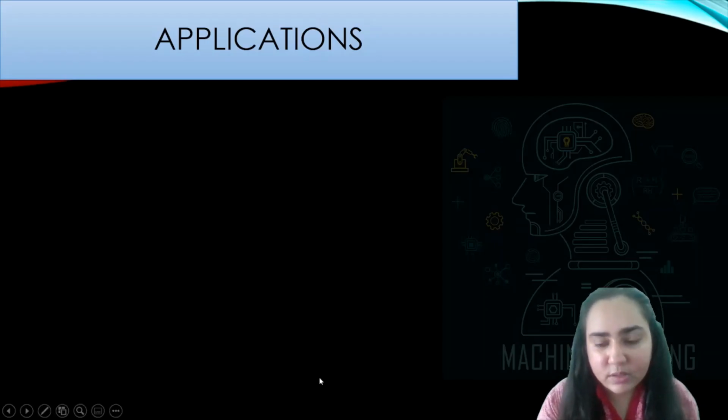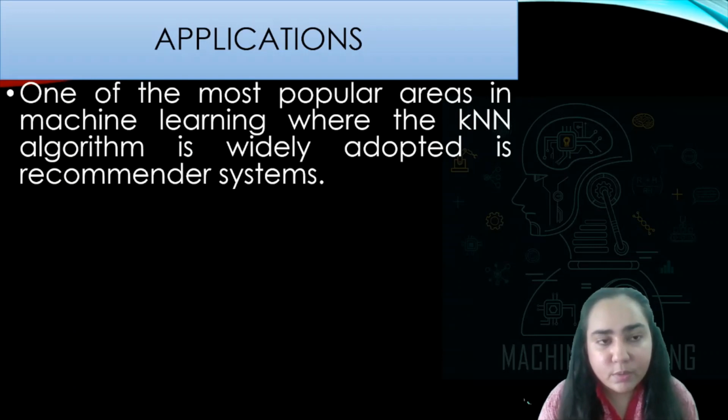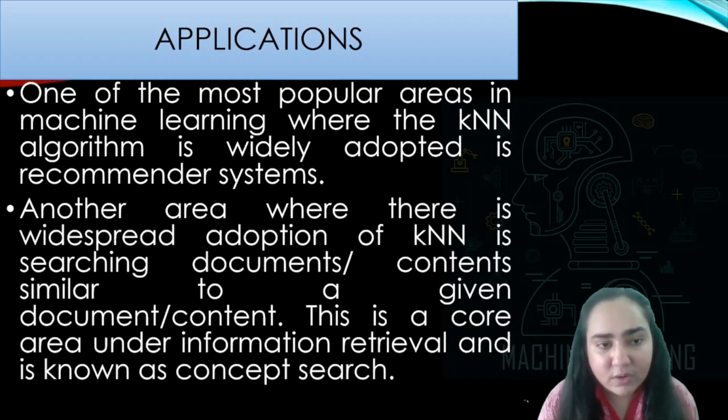And now let's go ahead and take a look at some of the applications of this algorithm. One of the most important areas in machine learning where this algorithm is widely adopted is, as we saw, recommender systems. And another area is where you have to do searching of documents or content that are similar to a given document or concept. So it's like software that does plagiarism checks or information retrieval. For such software as well, KNN is very helpful.